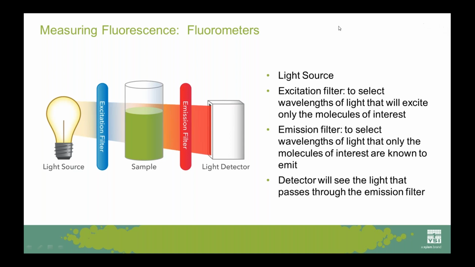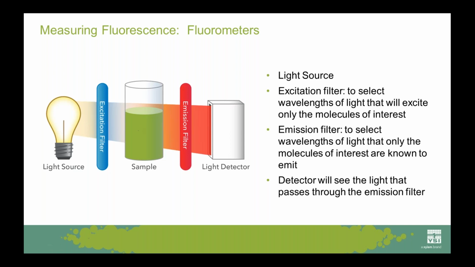Fluorometers have been doing this in the laboratory for decades. Every fluorometer has a light source, typically a lamp that emits a very wide range of light wavelengths. The fluorometer is going to have an excitation filter that narrows the range of wavelengths to include those that can excite the molecules of interest in your sample. We're talking about chlorophyll in this example.